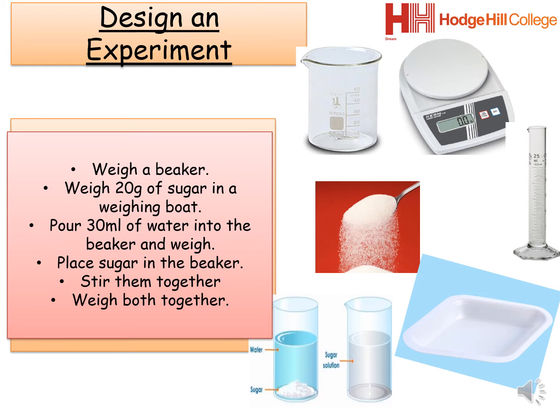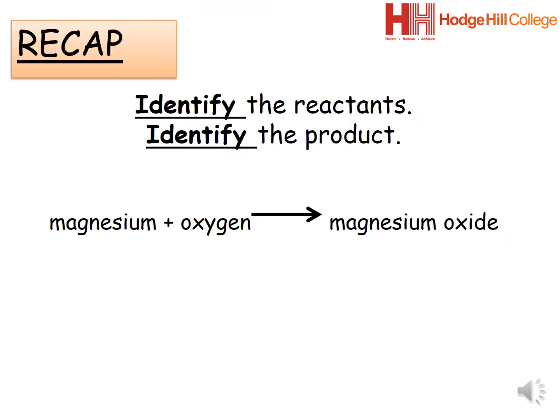So first of all, what we need to do is weigh a beaker, weigh 20 grams of sugar in a weighing board, pour 30 ml of water into the beaker and weigh it, place sugar into the beaker and stir them both together. We will then weigh both together. And the reason we do this is because we have weighed them before pouring them in together and we have weighed them after. This will show us whether the mass is the same or whether it is different. Once we have figured this out, we will know what we mean by the definition of mass.